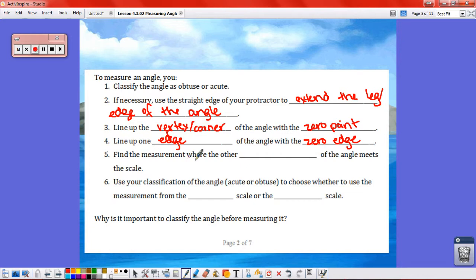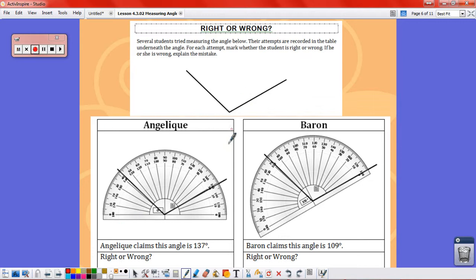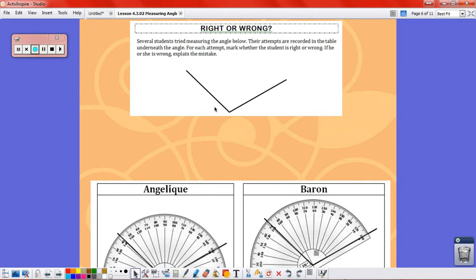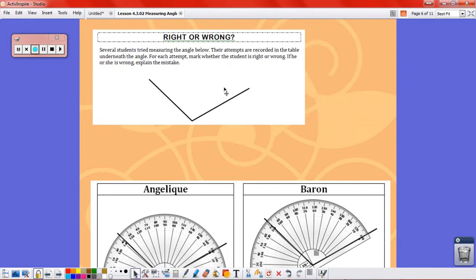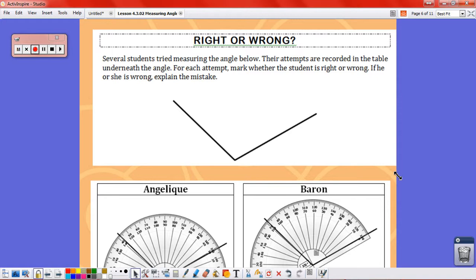Then we find the measurement where the other edge or leg of the angle meets the scale. And we use our classification of the angle, either acute or obtuse, to choose whether to use the measurement from the inner scale or the outer scale. We'll come back to why it's important to classify the angle before measuring it as soon as we attempt a measurement. So we have this up here, and I'm going to go ahead and make it bigger for these purposes so that we can really see what we're doing when we use the protractor.